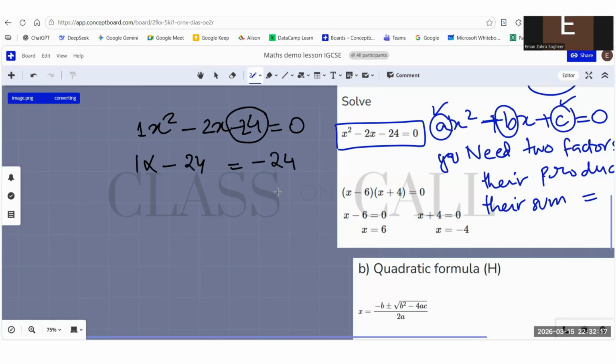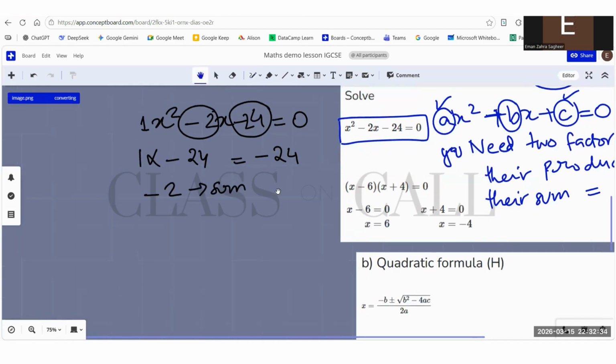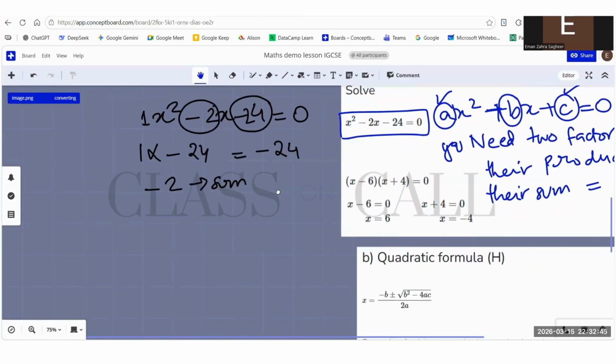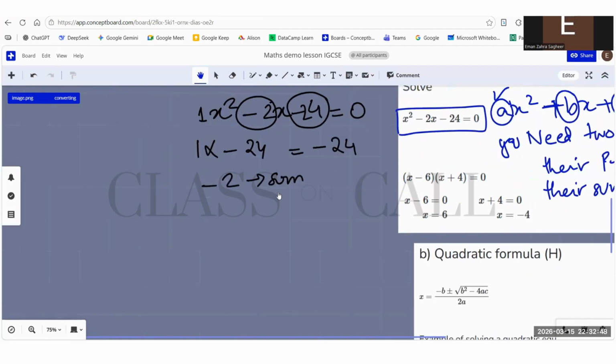Now I need the factors of negative 24, okay? Which when I multiply, it comes to negative 24. And then I need this sum, minus 2, okay? So I need two factors of 24 which, when I multiply them, I get negative 24, and when I sum those numbers, I get negative 2. So if I write out the factors of 24: 1, 2, 3, 4, 6, 8, 12, and 24. I want to multiply two numbers to get 24, and their sum is negative 2.